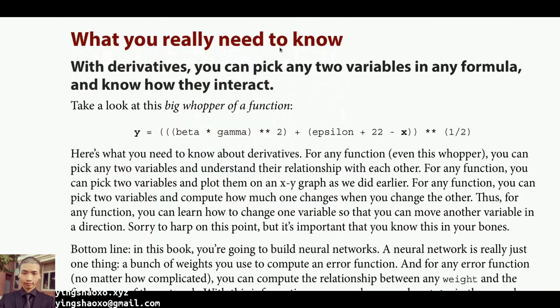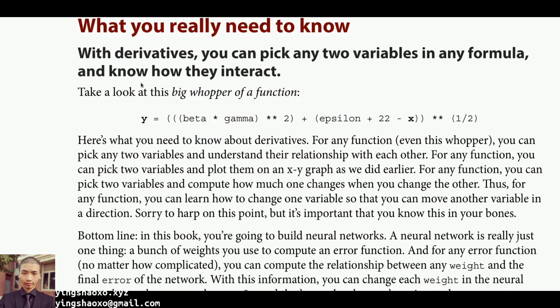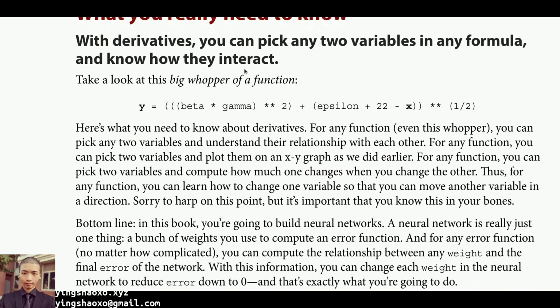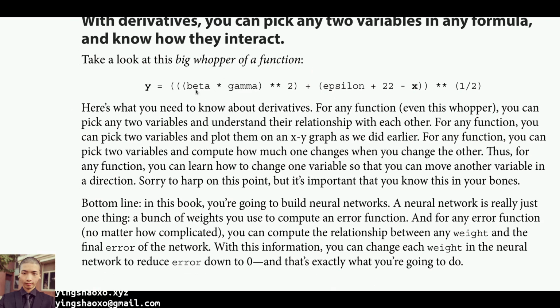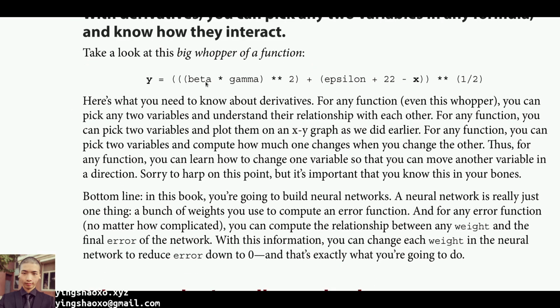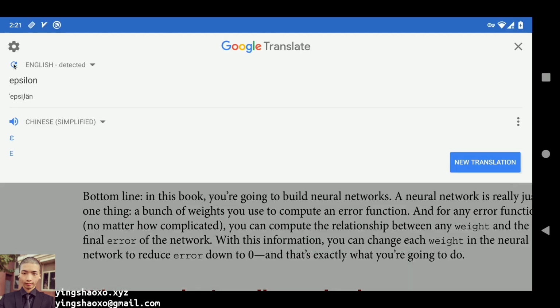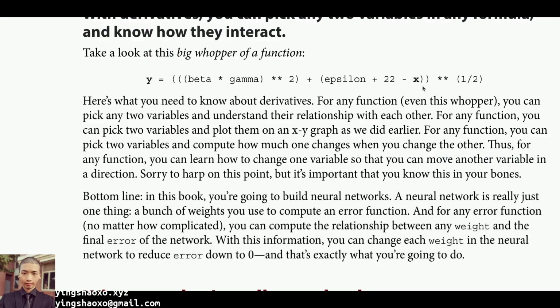What you really need to know: with derivatives, you can pick any two variables in any function and know how they interact. Take a look at this big wrapper of a formula. Y equals beta times 2 plus epsilon plus 22 minus x times 1 over 2.